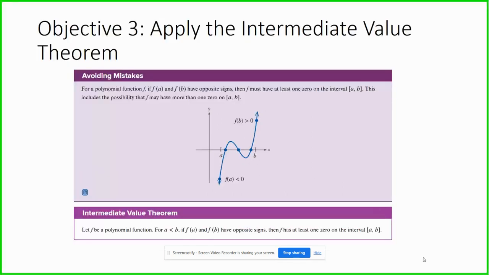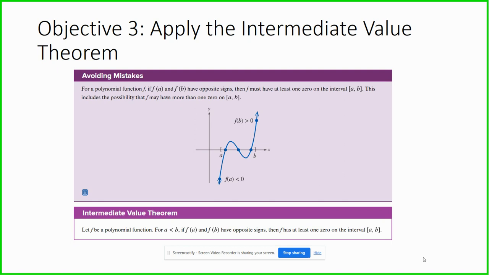Yes, as long as the function is continuous. And we know all polynomial functions are continuous because it never picks up a pencil, right? So again, if I plug in a value and I get a negative number, and then I plug in the other endpoint and I get a positive number, at some point it had to hit 0. We don't know how many times, but we know it at least did it one time, right?